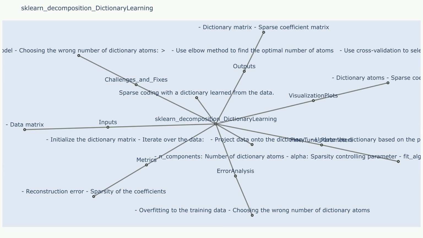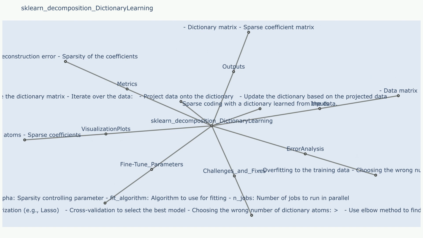Fine-tune parameters. Alpha. This parameter controls the sparsity of the learned code. Higher values encourage more sparsity. Transform non-zero coefs. This parameter influences how many non-zero coefficients are used for representing each data point. It can be helpful for controlling the complexity of the sparse representation.